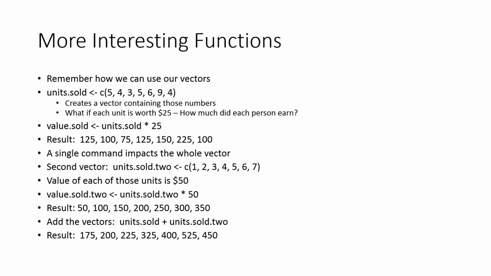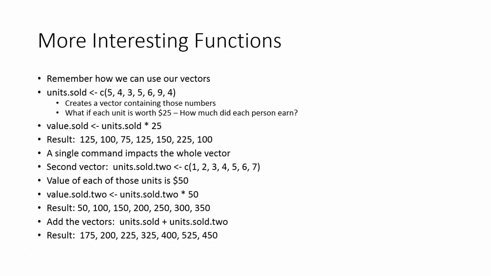Let's take a look at how we can use some of these functions. So we're going to go back to the idea of loading up a vector and using the information in that vector to conduct some functions. First, we're going to come up with a vector that we're going to call units sold. And we're going to load that with the combination of those 7 numbers. So that creates a vector of 1 by 7 for 7 numbers, and it contains those numbers.